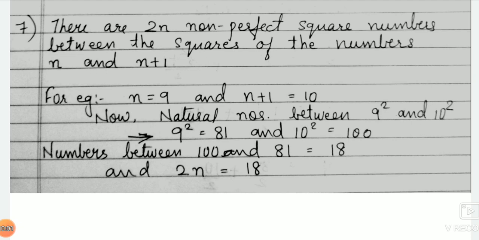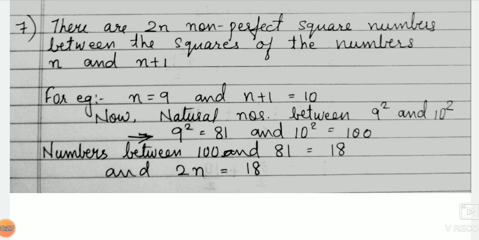Now if we multiply our n, that is 9, by 2, 9 multiplied by 2 is 18. That is the same answer which we got by subtraction, right? So 2n non-perfect square natural numbers lie between the squares of two consecutive natural numbers, right?